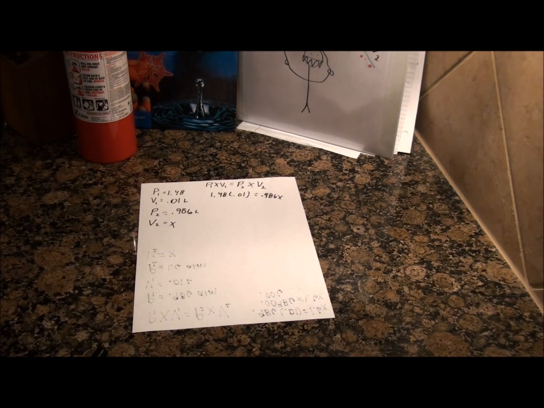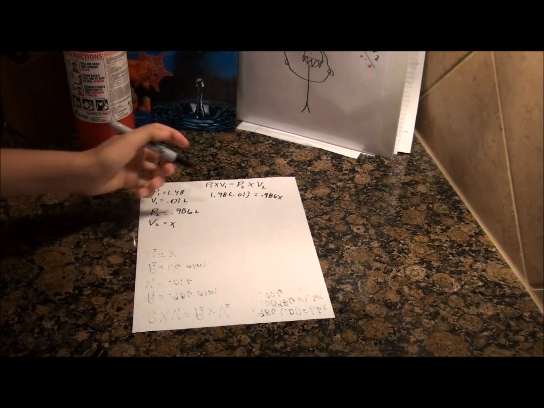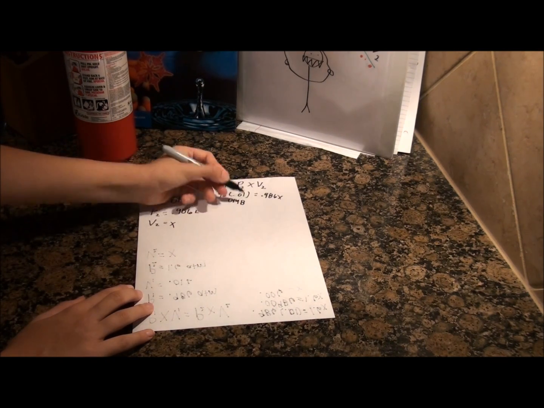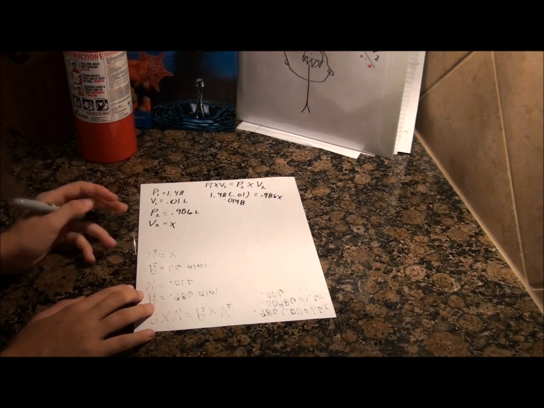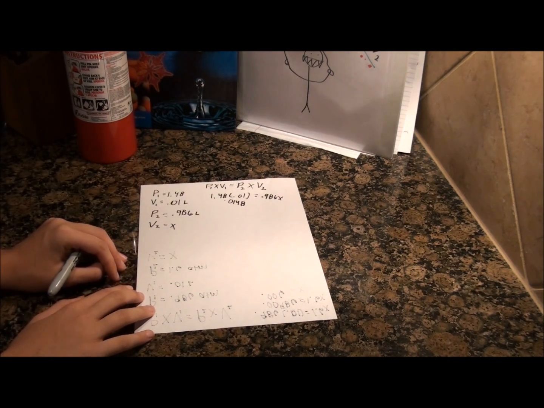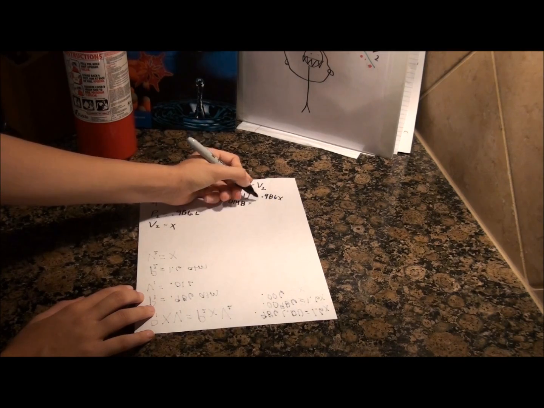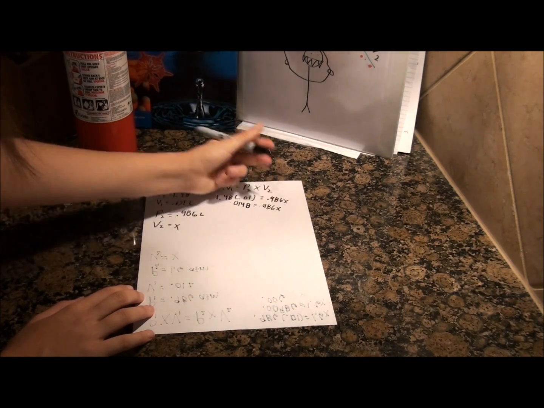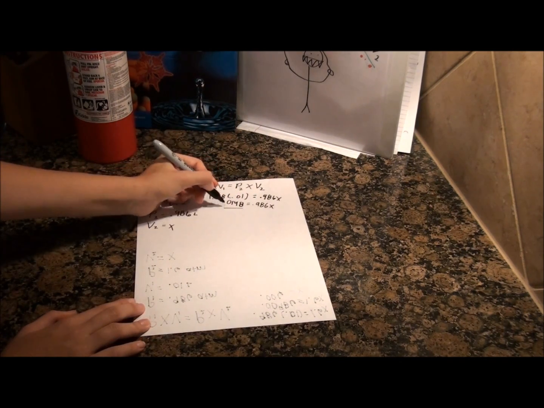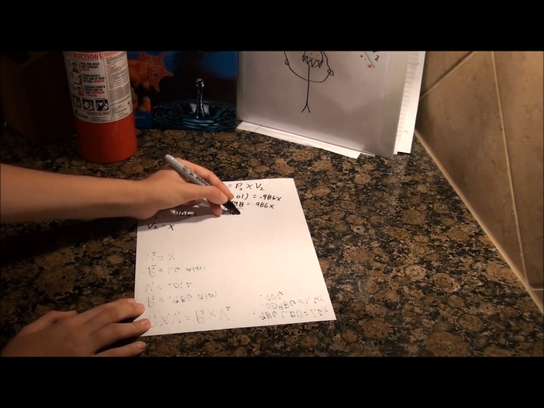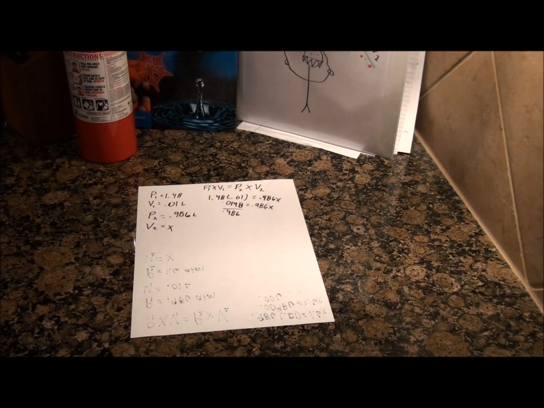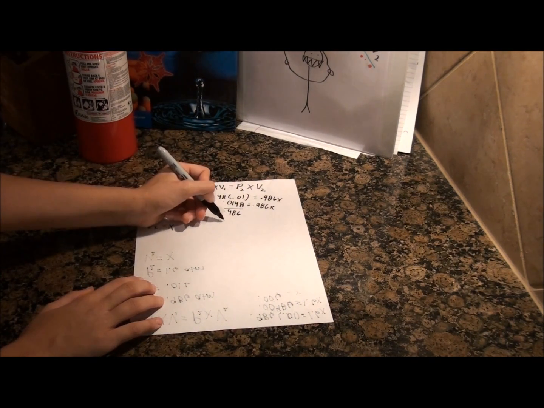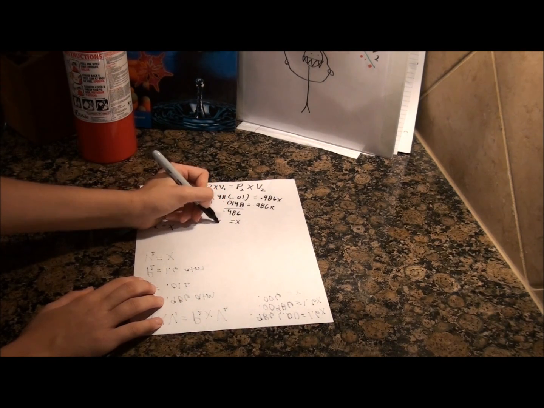You multiply and you get 0.0148 equals 0.986x. You divide by 0.986 on both sides and you get 0.02 equals x.